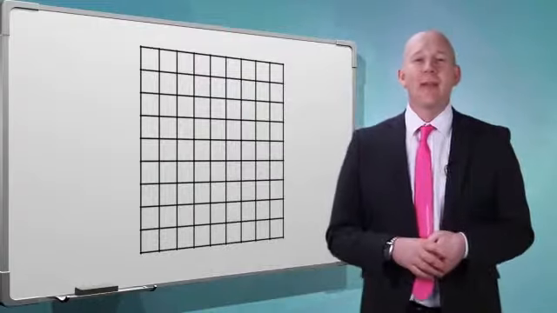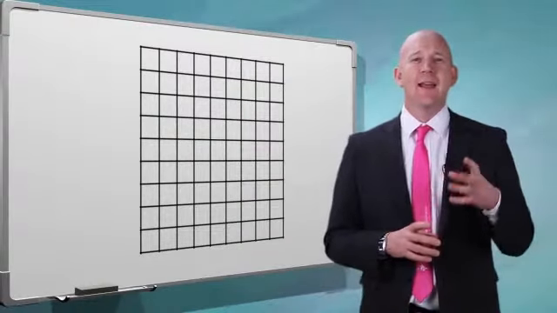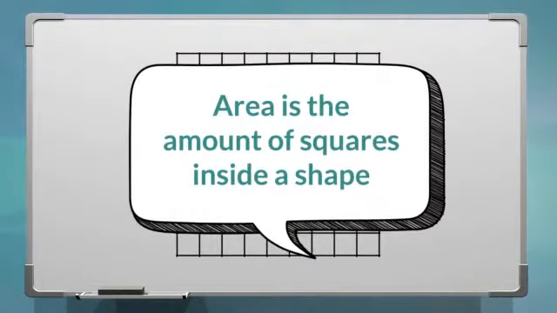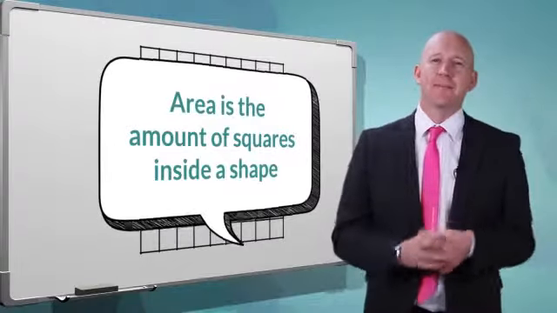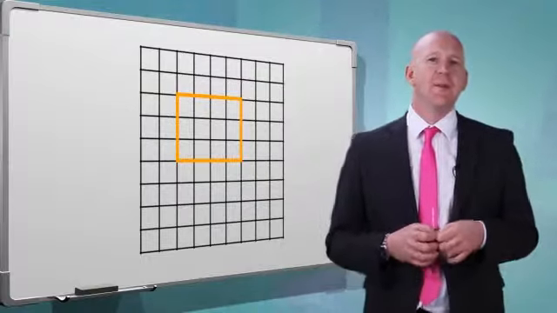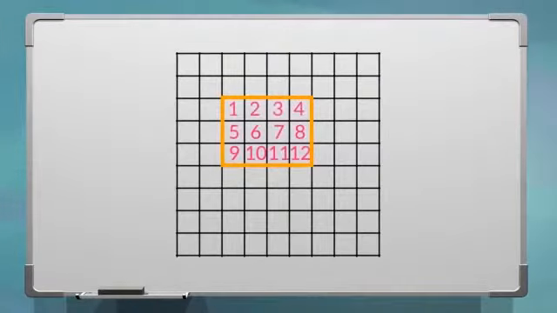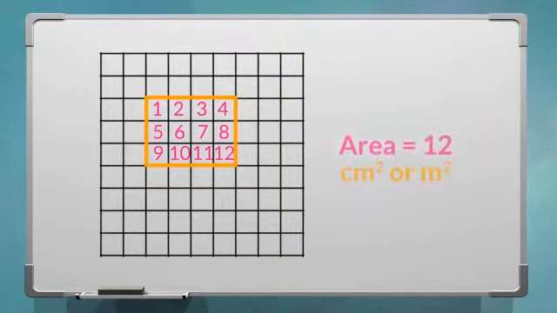Right then, here is a square grid and here's a simple shape. Area is simply the amount of squares inside the shape. If we can see the squares, we just have to count them up. So in this case, the area is 12. Because we are counting squares, we need to use squared units like centimetres squared or metres squared.